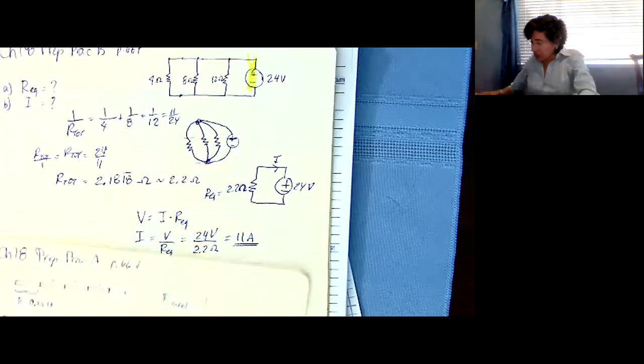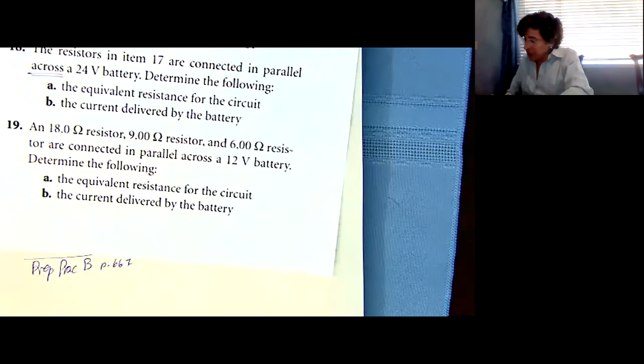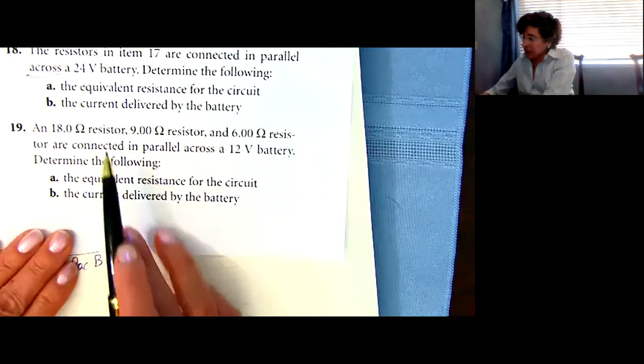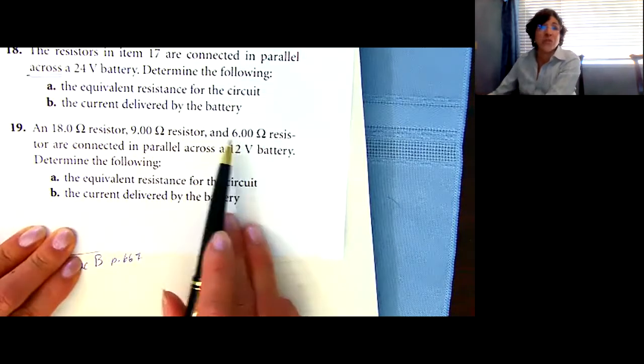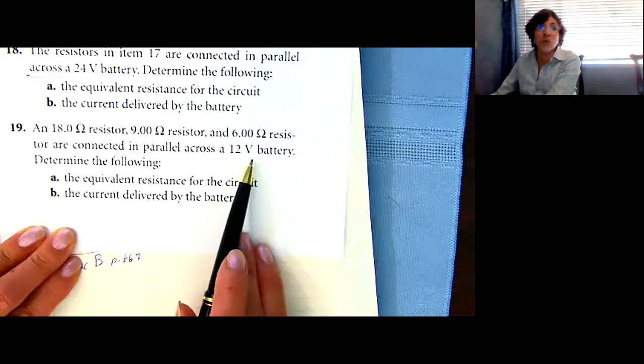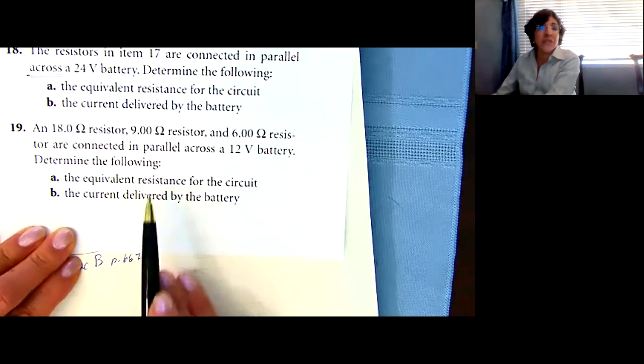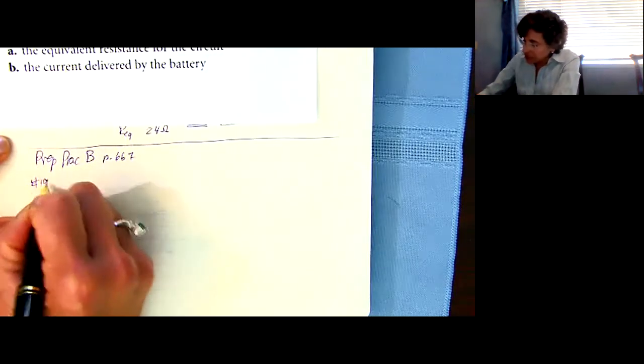All right, let's do the last problem. The last problem says: an 18 ohm resistor, a 9 ohm resistor, and a 6 ohm resistor are connected in parallel across a 12-volt battery. What is the equivalent resistance for the circuit, and what's the current delivered by the battery? All right, so we'll pick this paper here. This was number 19.